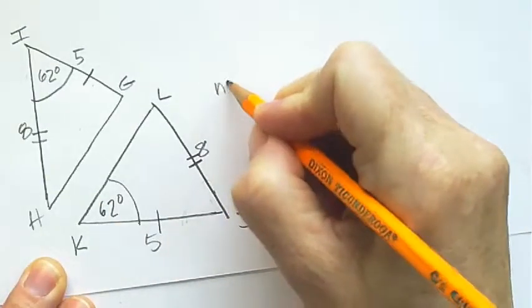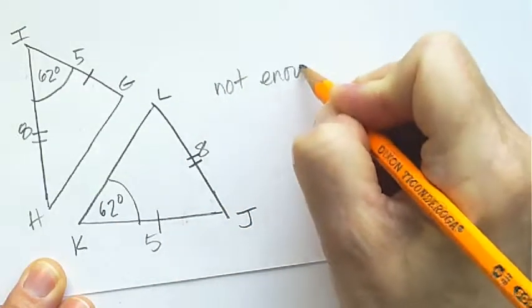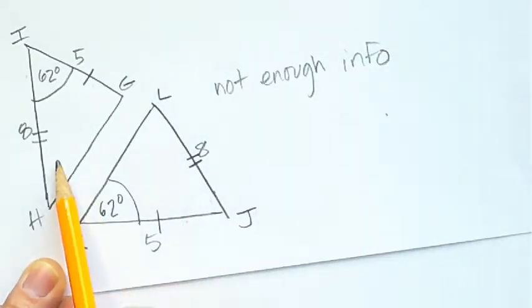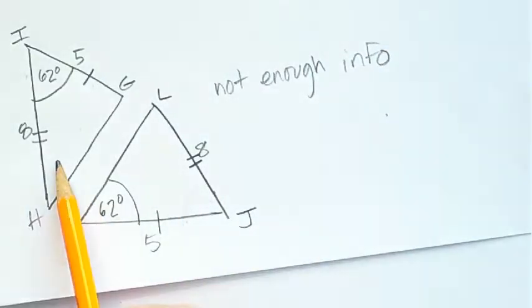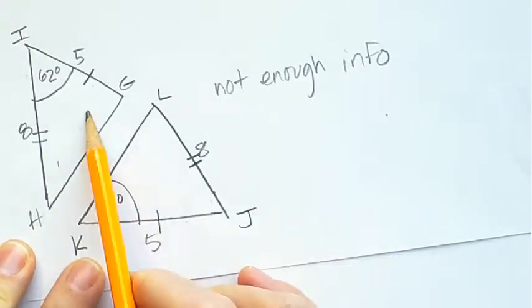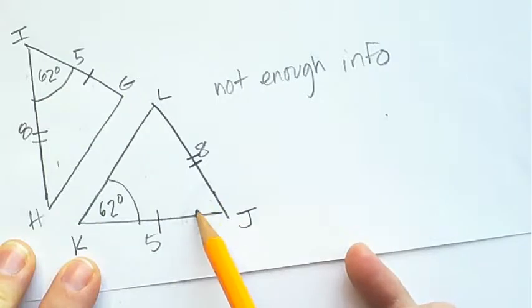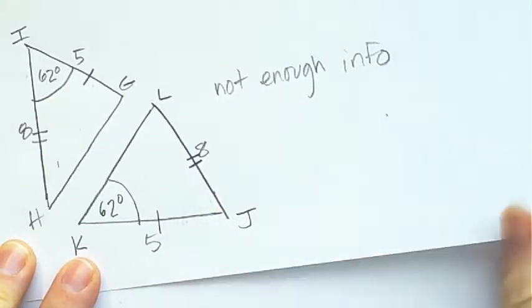In this case, not enough information. If you were only looking at this one and doing this one quickly, you would say side angle side. But you do need to be careful and check that that angle is included in between the two sides for them to be congruent.